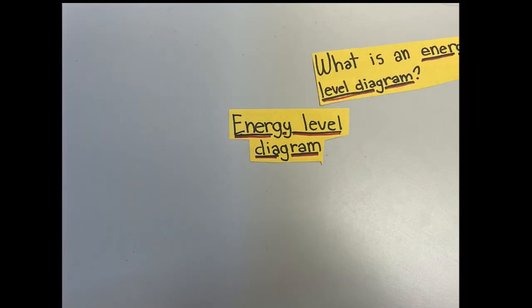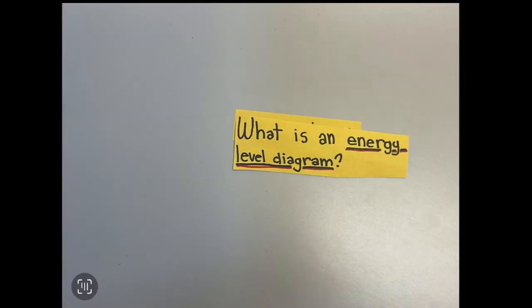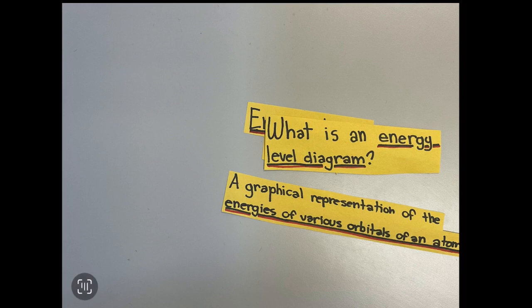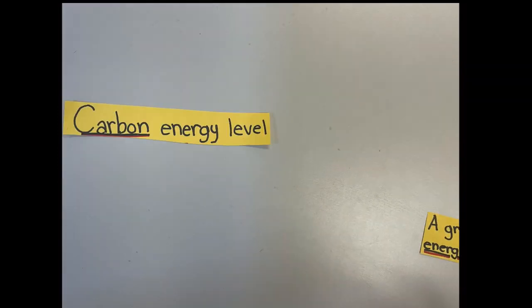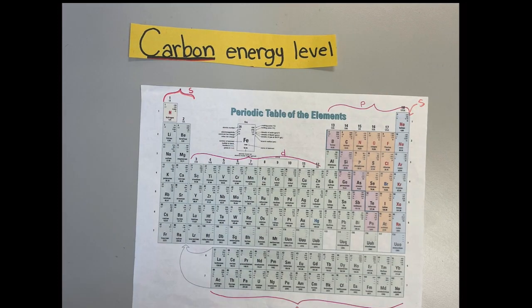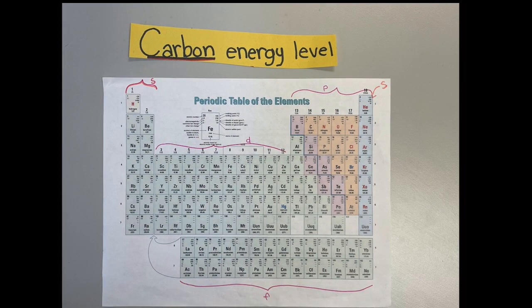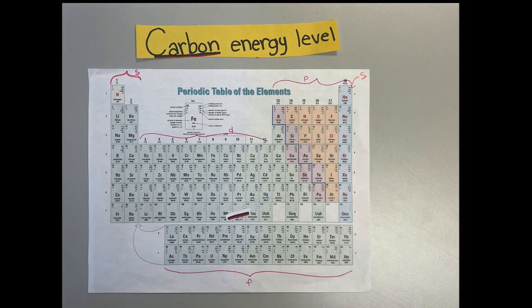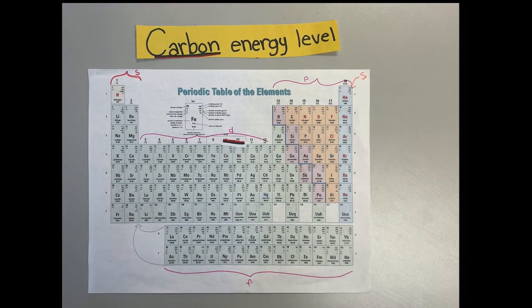So, energy level diagram, what even is it? An energy level diagram is a graphical representation of energy's various orbitals in the atom. Before we take a look at an example, we're going to look at the different sections. We have an S section, then a D section, which covers a big part of it, then the P section here. And at the bottom you'll see F, but we're not going to be talking about that.